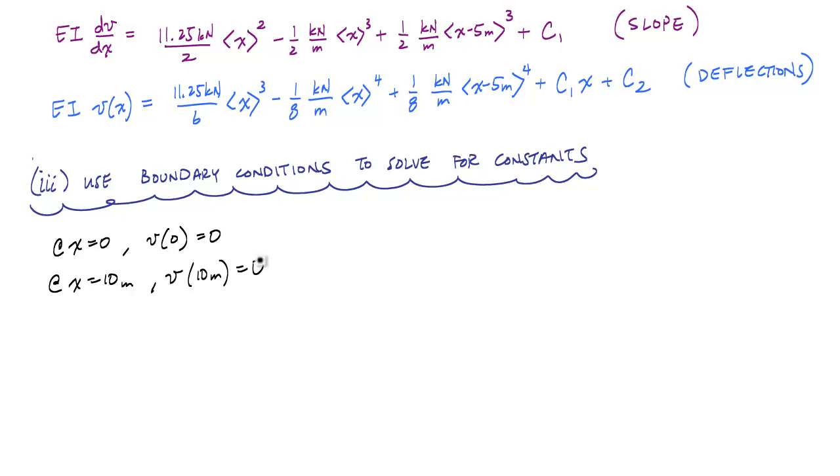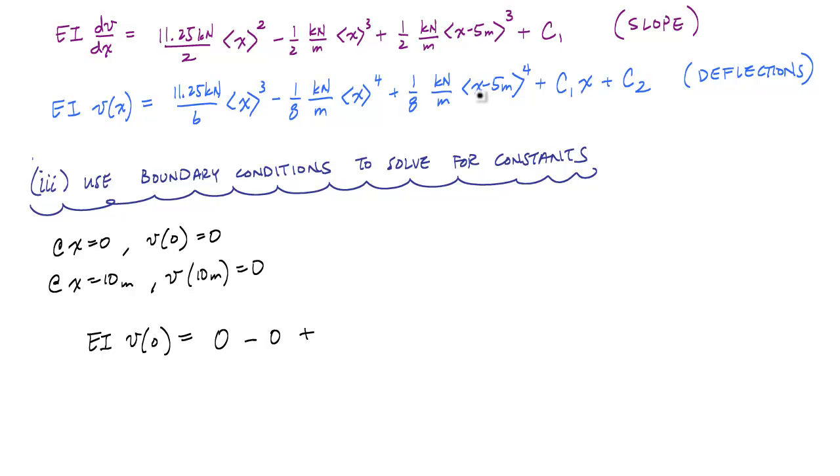All right, so here, let's go ahead and do the first one. It's pretty easy. The first condition is at x equals 0, v of 0 equals 0, the displacement is equal to 0, and that just means if I plug and chug, EI v of 0 will be 11.25 kilonewtons over 6 times 0 cubed. So that's going to be 0 minus 1/8 times 0. So that's 0 plus 0.